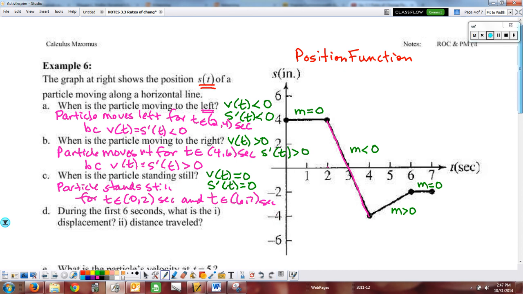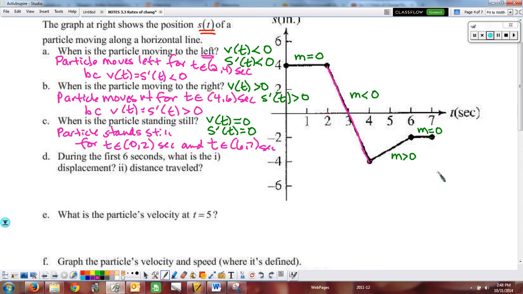Now what we're going to do, this next question starts about our displacement. And if you remember, our displacement is simply our change in position. Okay? So during the first 6 seconds, so this is for an interval of 0 to 6 seconds, our displacement, by definition, means we're simply going to calculate s of 6 minus s of 0.